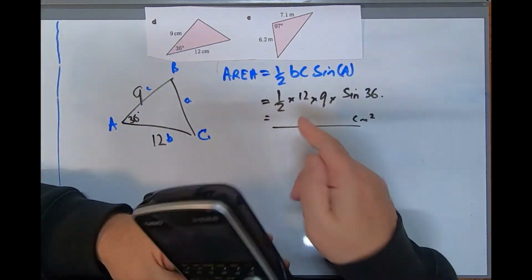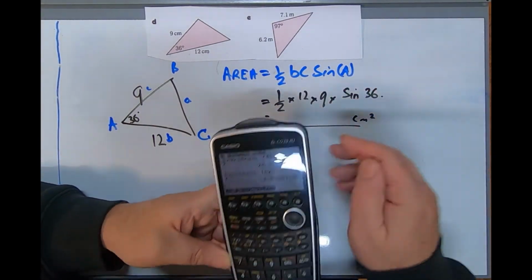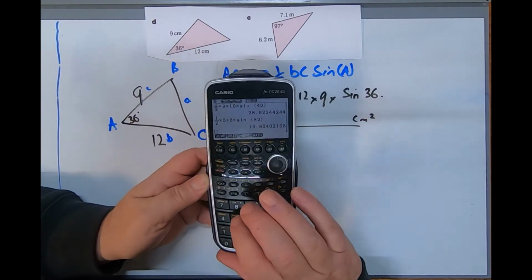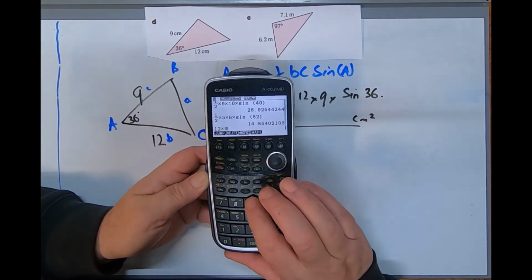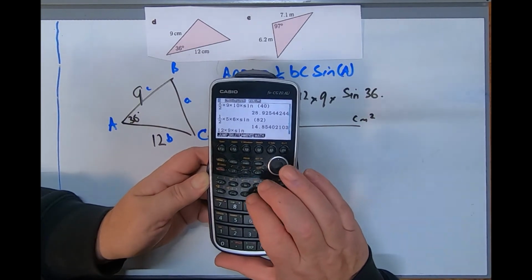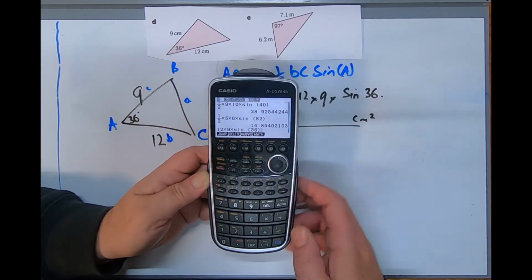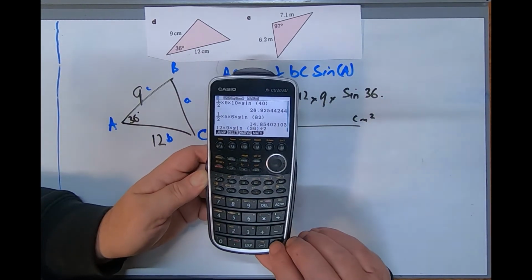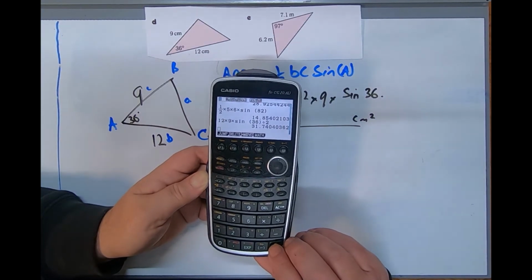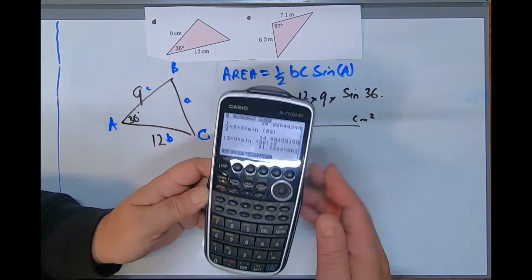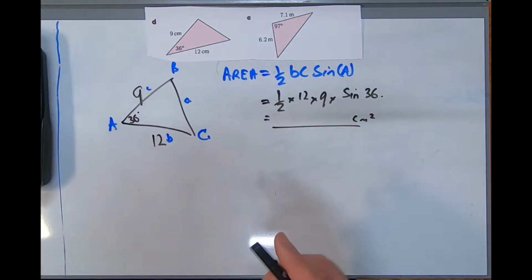Okay, this time I'm going to do this times this times this, and then at the end divide by 2. 12 times 9 times sin bracket 36. Important not to divide by 2 until we get to the end. So clearly at the end we're divided by 2. 31.7 centimetres squared.